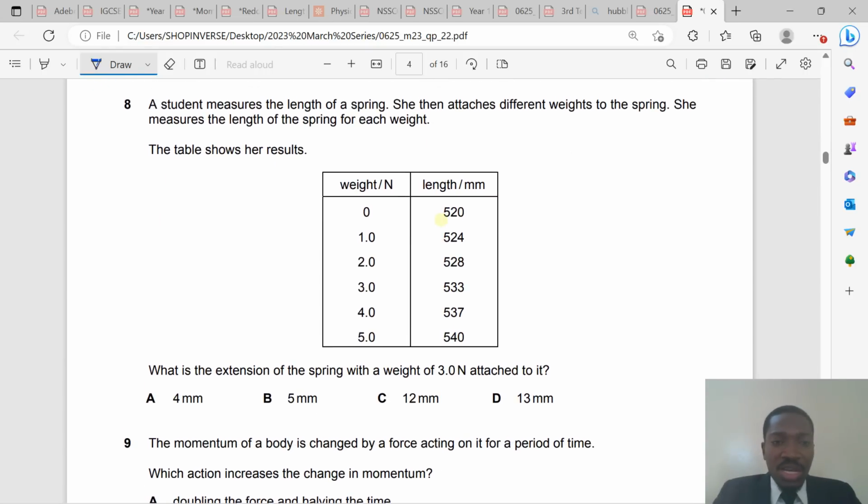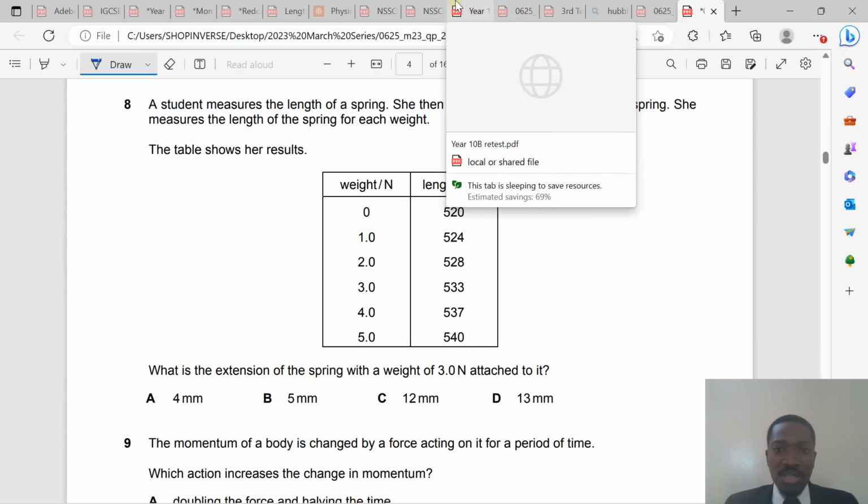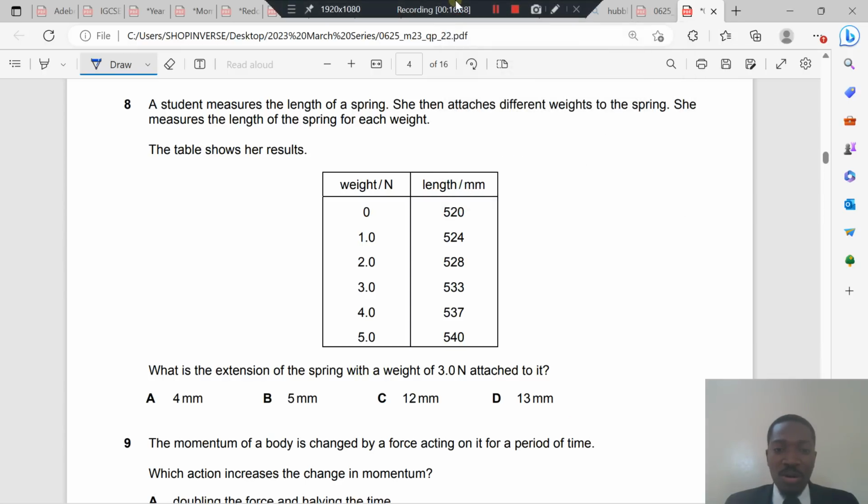Question 8. A student measures the length of a spring. She then attaches different weights to the spring. She measures the length of the spring for each weight. The table shows her result. What is the extension of the spring when the weight of 3 Newton is attached to it?